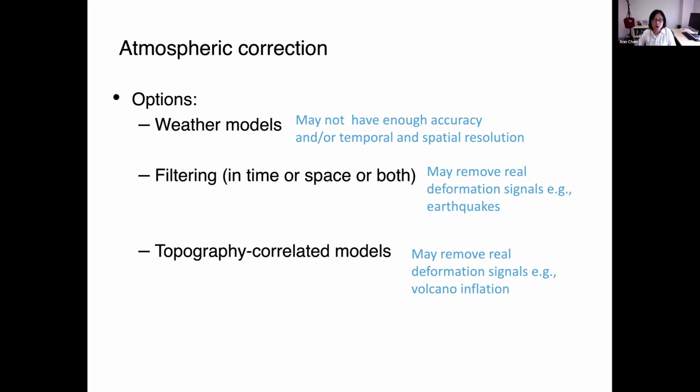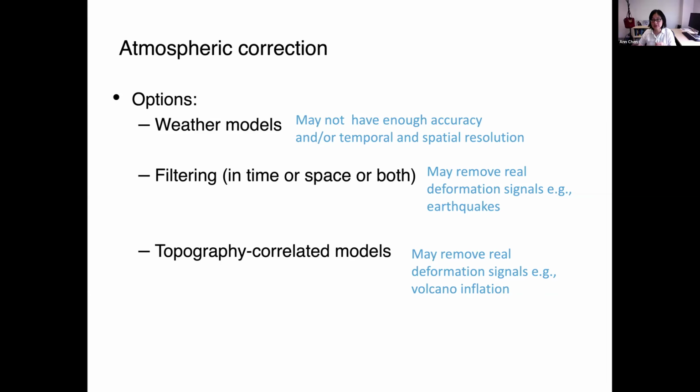And the third one would be trying to directly remove a topography-correlated model. I think this option is sometimes going to produce a similar effect as these weather models, because when the weather models predict the delay, they take into account the topography and its impact on atmospheric pressure and water vapor. So you can also directly remove it with a data-driven approach for an area, finding the correlation of your phase with the DEM at every pixel and then removing that.